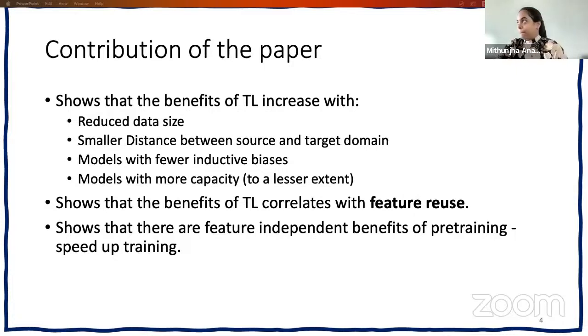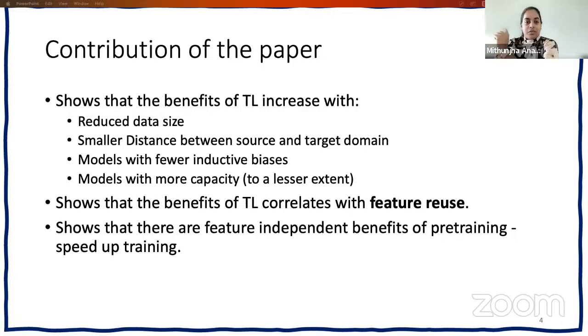What is feature reuse? We expect that the features learned on ImageNet, like the edges, or some other features like gradients, are directly used in the medical domain. That is the expectation for why we use transfer learning, because we expect the features to be reused.